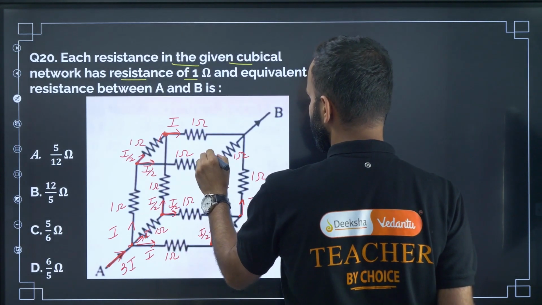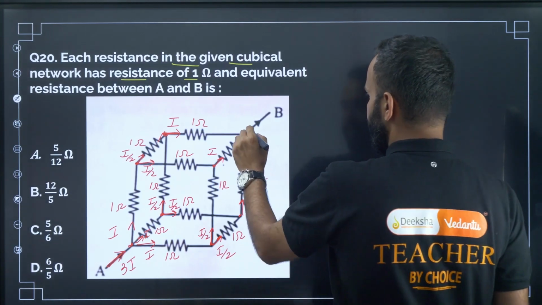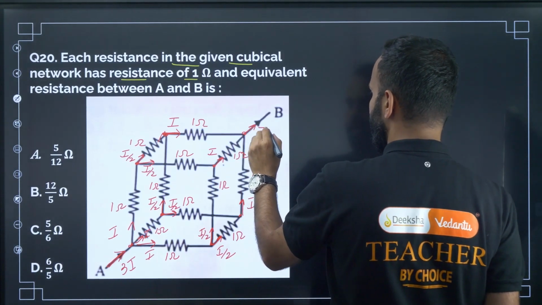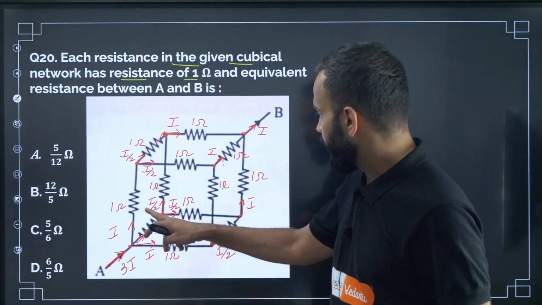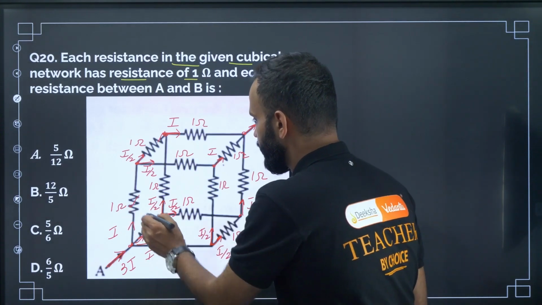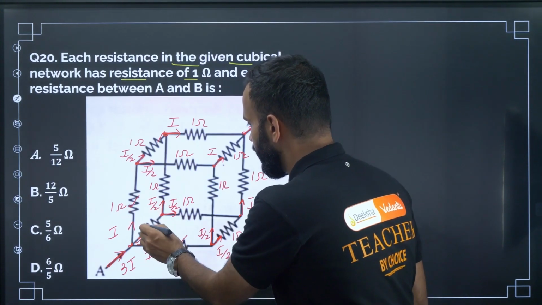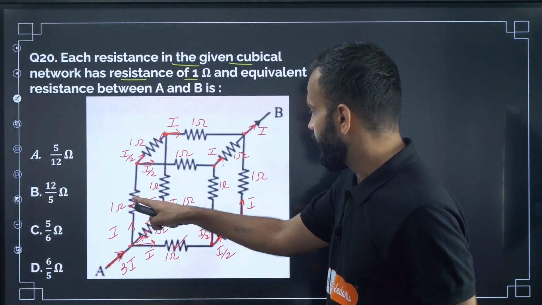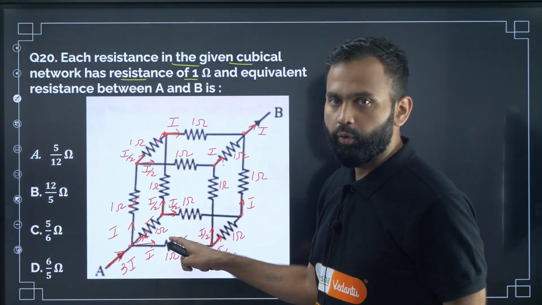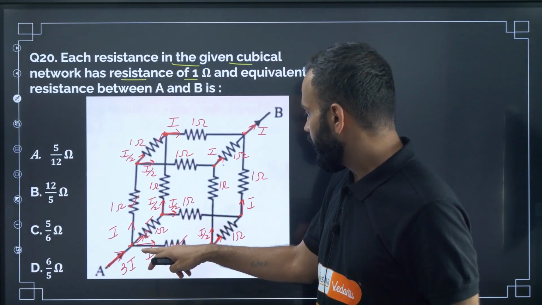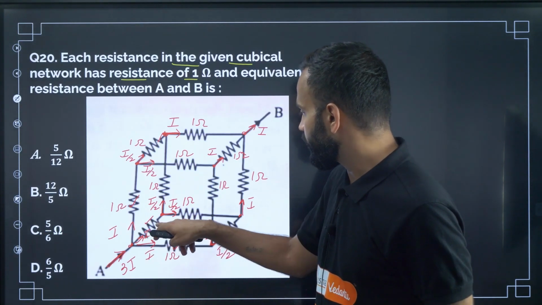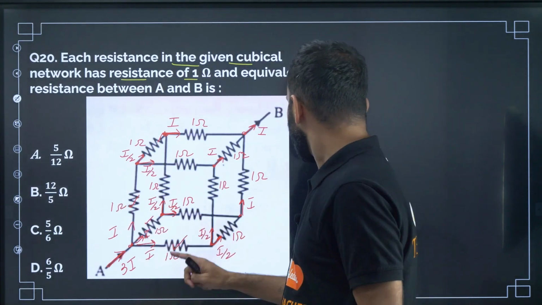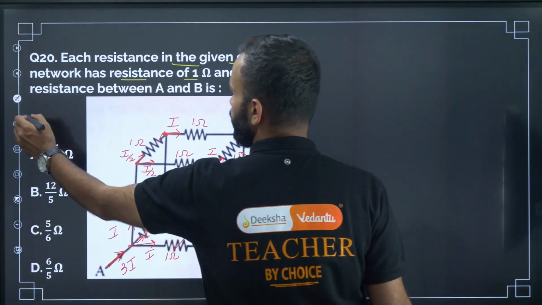So the current flowing through this resistor is I. Now at this point the total current will be I, right? Here these three resistors have 1 ohm resistance each, so the current is the same. So the potential difference across each resistor will be the same.